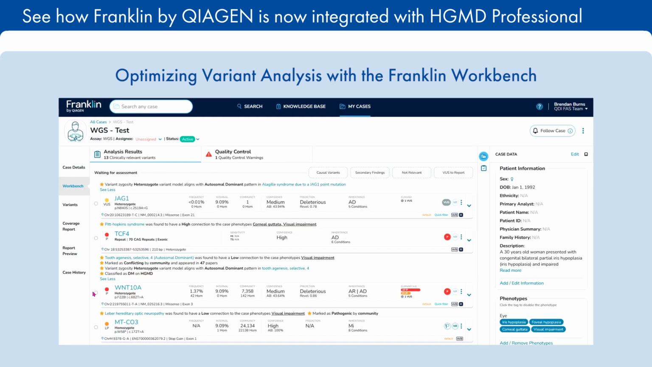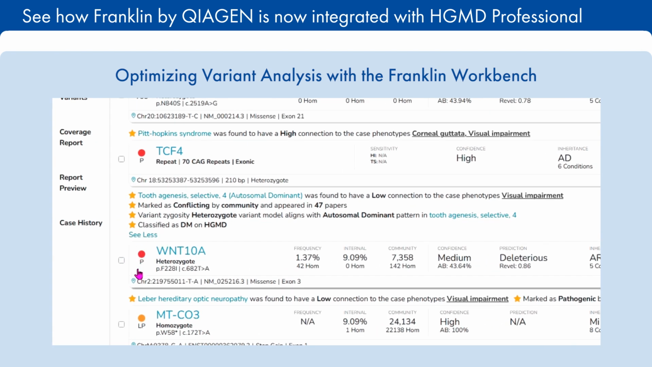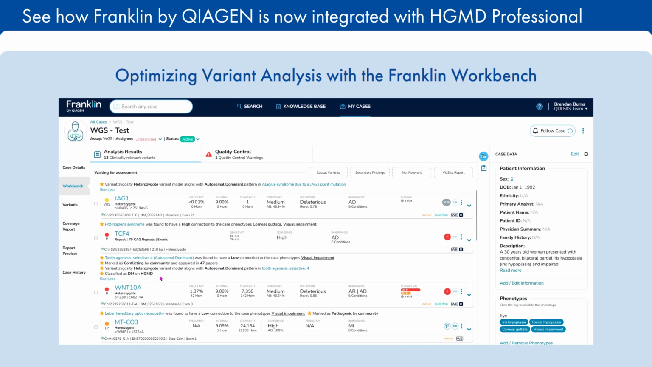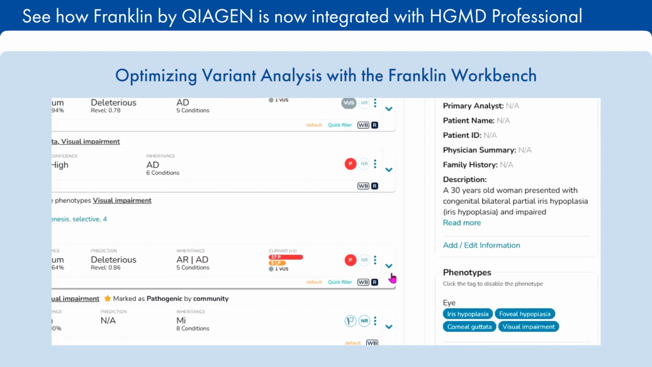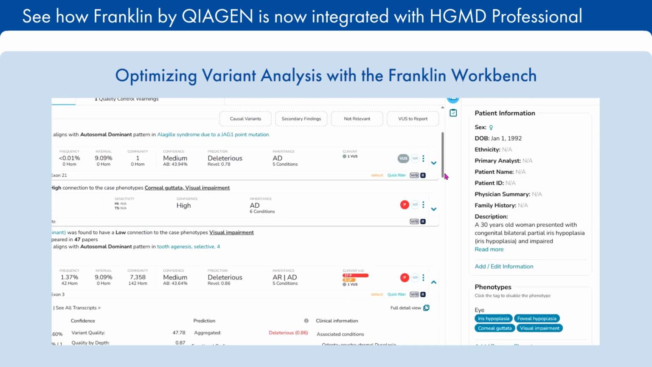Each variant appears in a clean, color-coded tile that communicates the ACMG classification and the Franklin suggested classification. For example, WNT10A is marked with a red dot on the left side to indicate a possible classification suggested by Franklin, as well as stars above the tile to indicate additional information, including the DM classification by HGMD. If you click on the arrow on the right side of the Variant tab, you'll get a drop-down of comprehensive information and the evidence used for assessment.